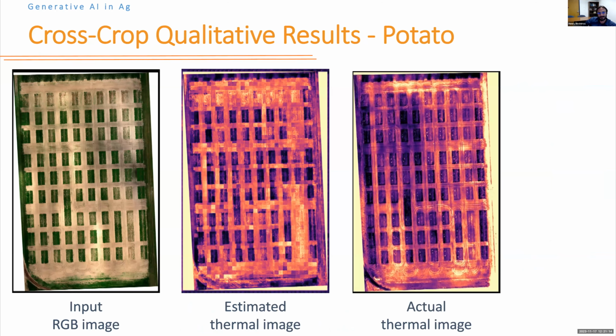So here is a result of the cross-crop test. Again, our input is an RGB image of the potato crop. Here I'm only showing you the actual thermal image for reference, so you know what the estimated image should look like, because the network never saw any of that. The network was only trained on the corn images. This is promising. Obviously the quality of the reconstruction is lower. In particular, the blocking artifacts are a lot more prominent. Again, there are approaches to fix that, but this is promising because it shows us that there's a lot of common information that can be learned across crops.